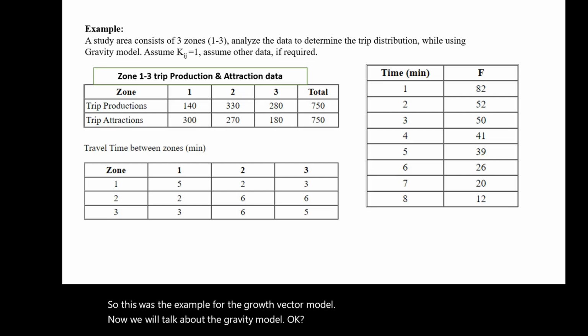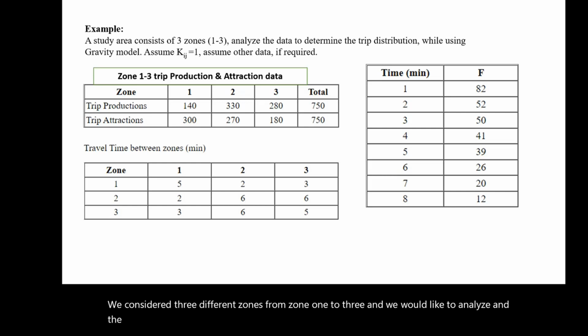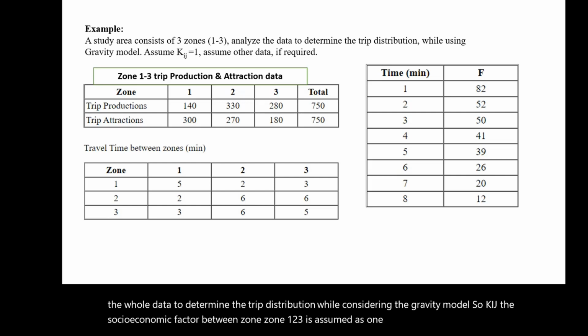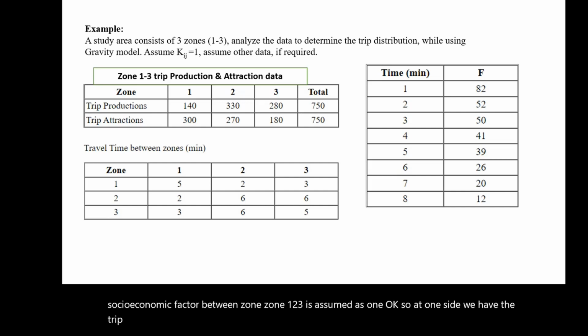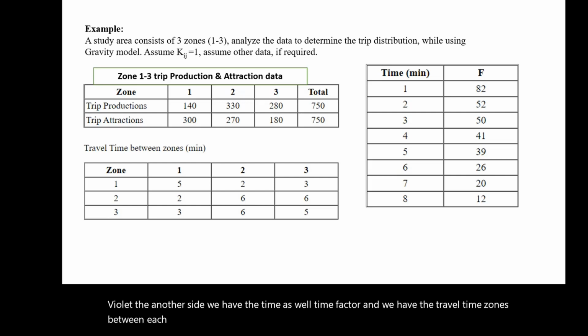Okay, so we consider three different zones from zone 1 to 3, and we would like to analyze the whole data to determine the trip distribution while considering the gravity model. So Kij, the socio-economic factor between zone 1, 2, 3 is assumed as 1. At one side we have the trip production and attraction data, while at the other side we have the time factor, and we have the travel time between each zone, from zone 1 to 1, zone 1 to 2, zone 1 to 3, and so on.